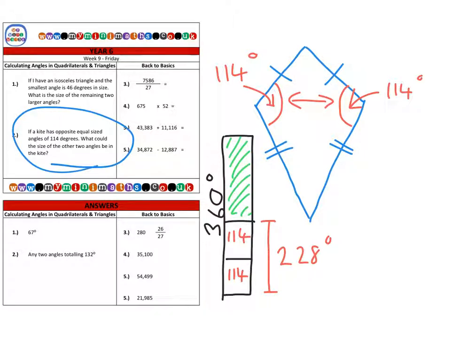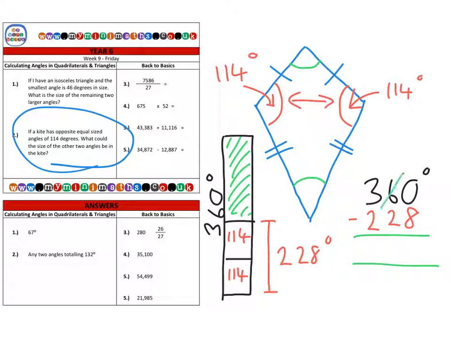Therefore, the two missing angles, here and here, can have a total of 360, so all four, and we're going to subtract the 228 that we already know. So we're going to borrow from the 60, bring it over to make a 10. 10 minus 8 is 2, 50 minus 20 is 30, and 300 minus 200 is 100. So you can have any two angles here and here with a total of 132 degrees.